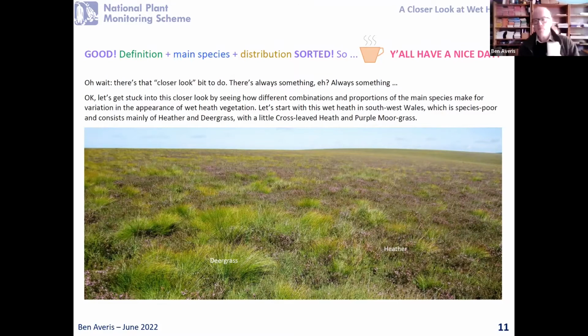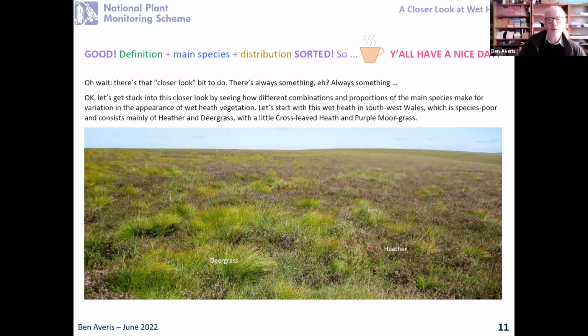is just mucking about there, saying Goodbeat looks at definition and the main species and the distribution. So I happen to have some coffee with me. Cheers, you know, but we can't go quite yet. And I'm sure we will all have a nice day.